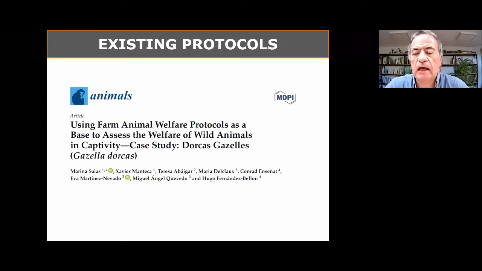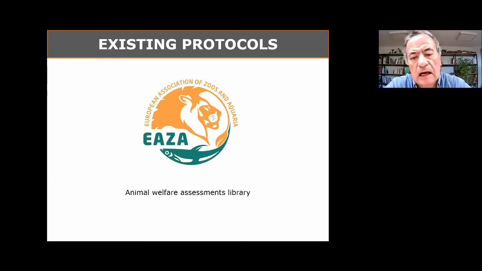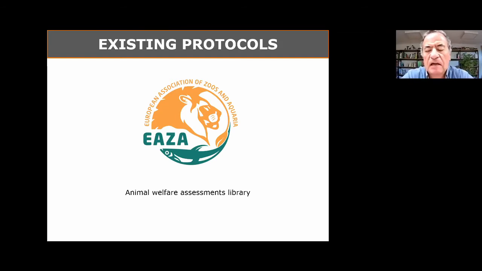Well, what we can do then is to look at the second type of existing protocols, which are those which I may call general protocols. So protocols which are intended to be used for a wide variety of species. And if you go to the EAZA webpage, to the animal welfare section, you will find this animal welfare assessments library, where you may find many of these general protocols. And basically, if you look at them, you will see that there is a checklist of questions or issues that have to be addressed when assessing the welfare of animals.